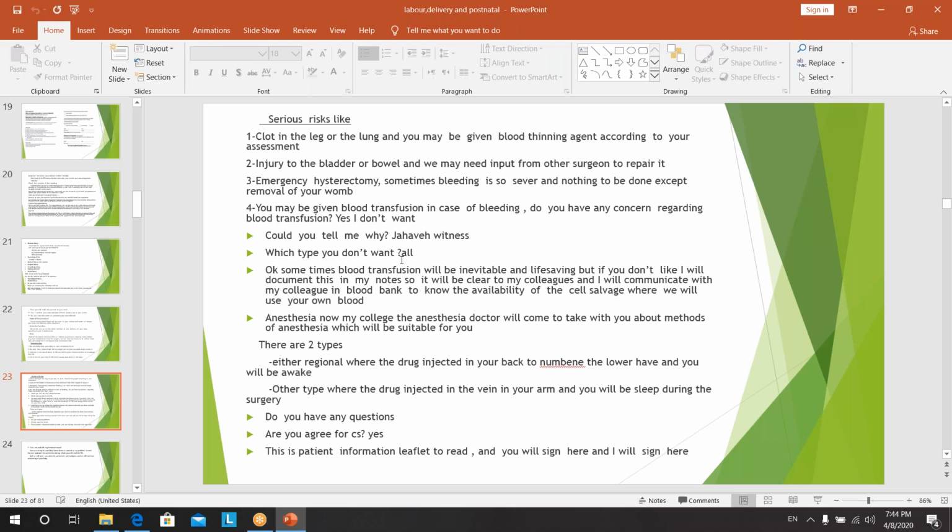But okay, she is Jehovah's Witness, and what are the risks of not having blood transfusion in case of bleeding? Don't just say okay and I will document. As we said before, you have to explain the risks associated with refusal of that. Sometimes blood transfusion will be inevitable and life-saving. But if you don't want to have blood transfusion, I will document this clearly in my notes to my colleague, and I will communicate with the blood bank to know whether there is availability of the cell salvage where we will use your own blood.